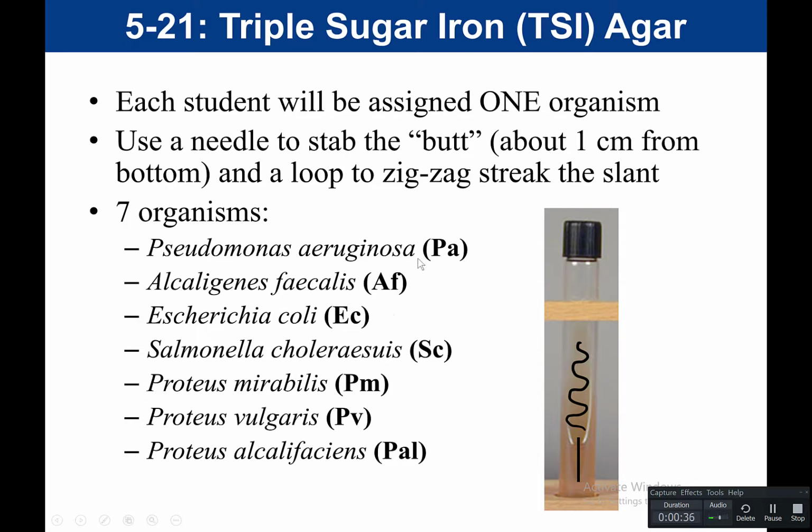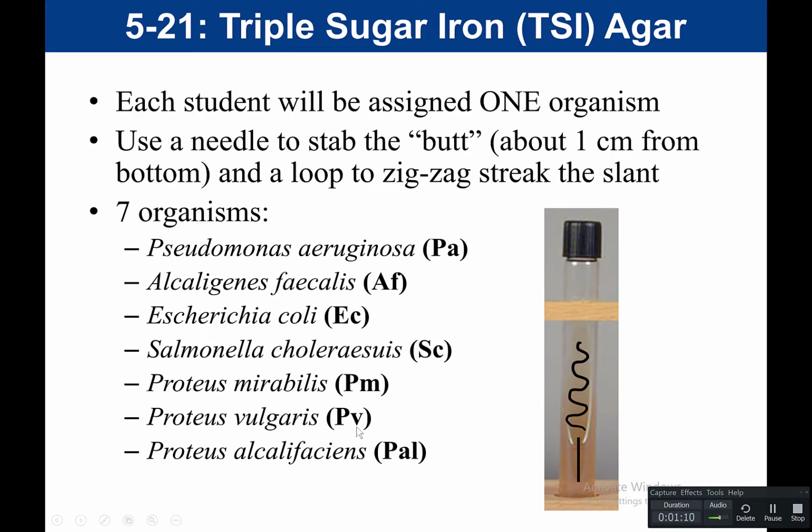So we have Pseudomonas aeruginosa, Alkaligenes faecalis, Escherichia coli, Salmonella choleraesuis, Proteus mirabilis, Proteus vulgaris, and Proteus alcalifaciens. Each person who has a tube would label it with their organism initials. Notice that there are 2 PAs, both Pseudomonas aeruginosa and Proteus alcalifaciens. Those of you given Proteus alcalifaciens would label it PAL. That's how we would distinguish it from Pseudomonas aeruginosa.